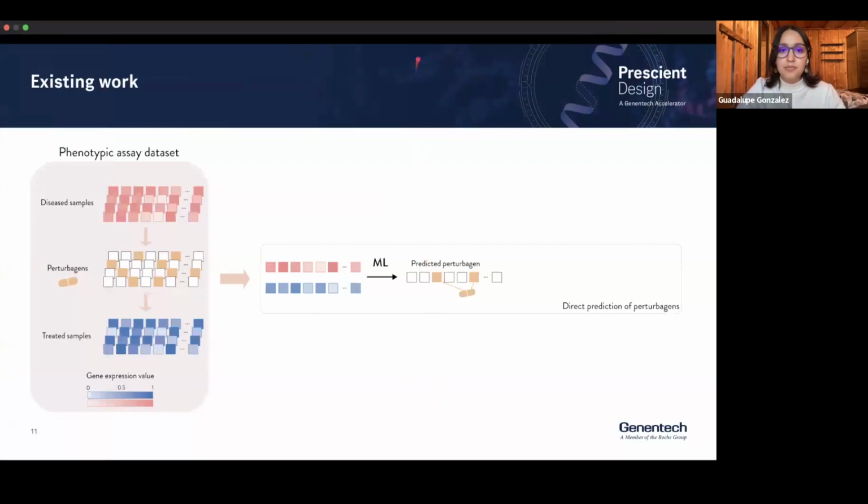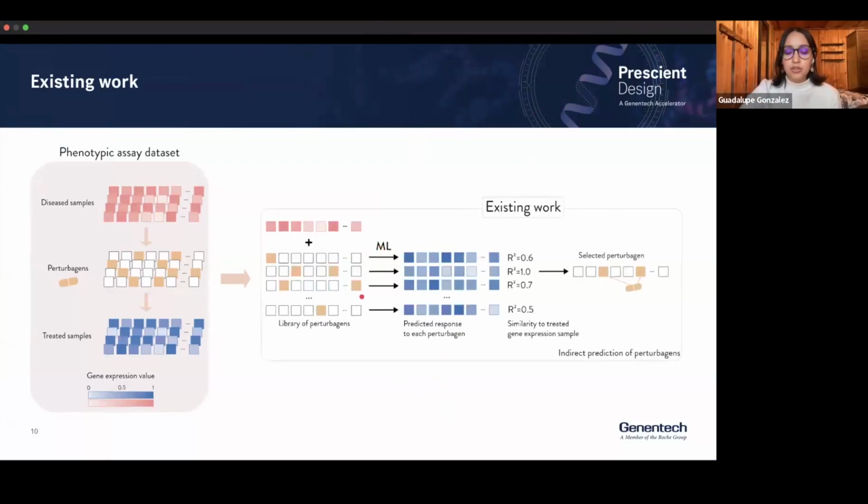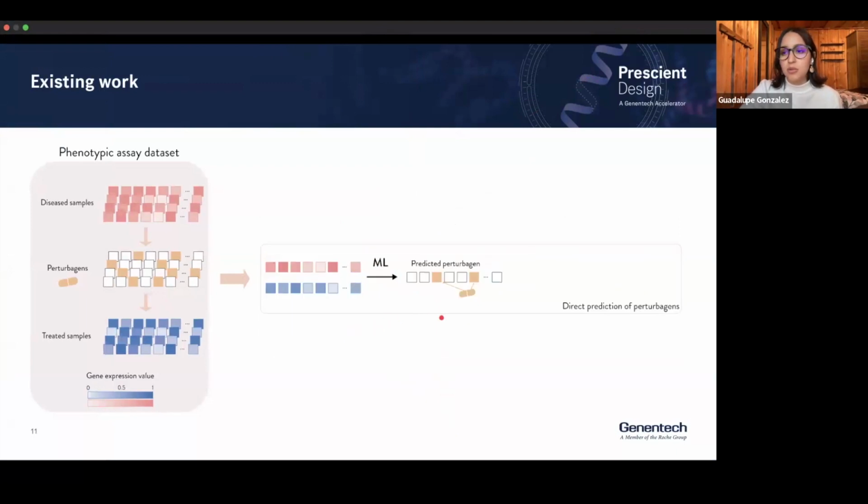I was just wondering if the goal is to predict the exact perturbagen or a distribution over a set of perturbagens that you have in the library, for example. So if the goal is to predict a distribution over this or just a specific one? Exactly. So the goal is to predict the specific one.